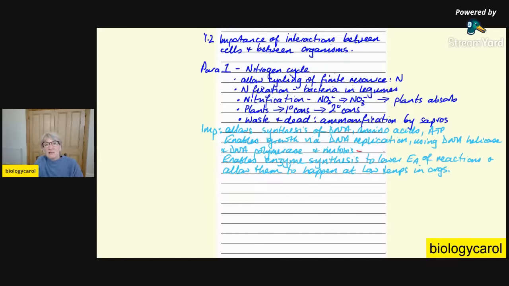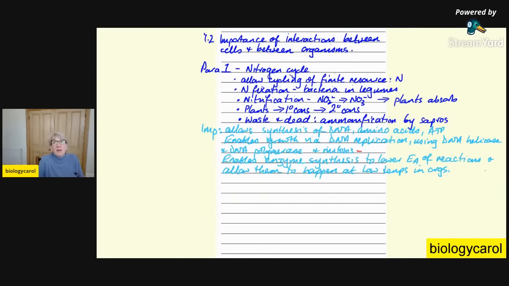Yeah, you could put cell division here. It also enables enzyme synthesis because all amino acids have nitrogen in them. And the synthesis of enzymes is really important because they lower the activation energy of reactions, and that allows reactions to happen at the low temperatures that occur in all organisms on this planet. So that allows growth and survival.